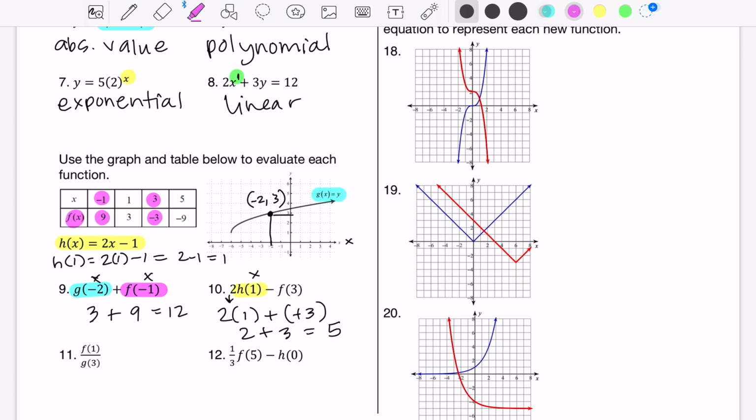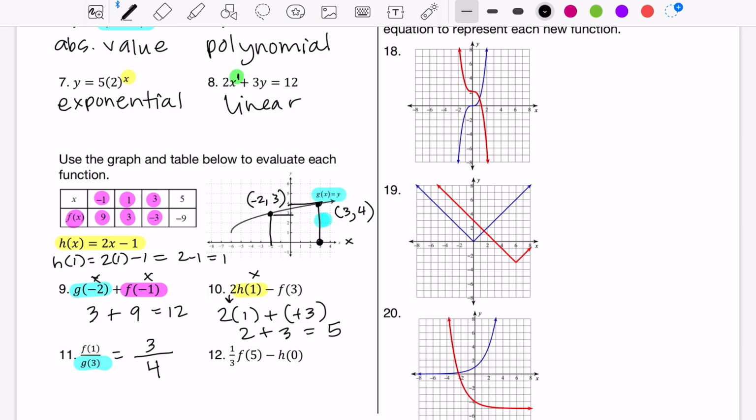The next one says f of 1. So we're going to go to 1, and the output is 3. So we're going to put equals 3 over, and the next one is g of 3. So when we do g of 3, that's going to be the graph over here. So we need to go to an x value of 3, and we see when the x value is 3, the graph has an output of 4, so that's just going to be 3 over 4.